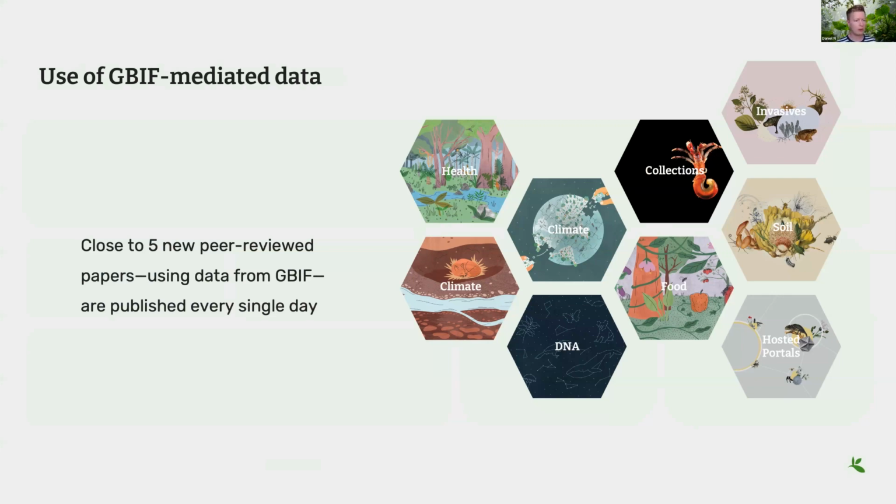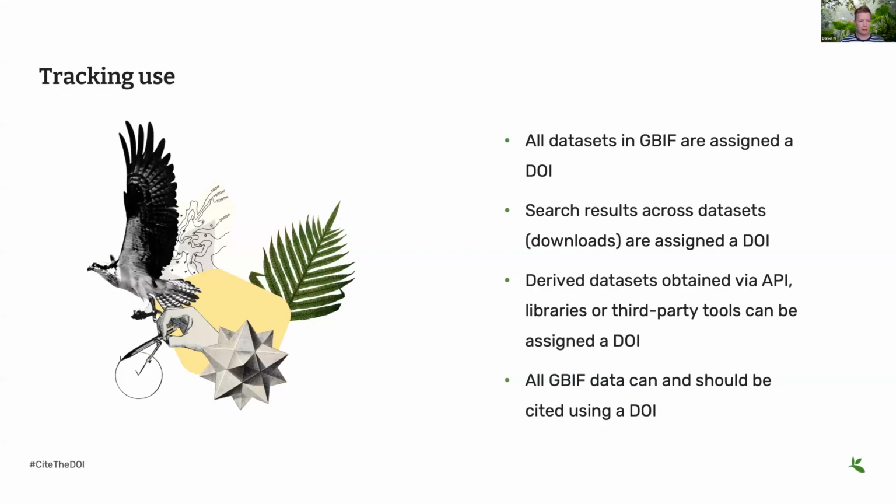And we're looking at close to 5 new peer-reviewed papers using data from GBIF being published every single day. So how do we actually track the use of GBIF data? First off, all data sets in GBIF are assigned a DOI. Everything I'm going to talk about now is at the data set level, so we're not actually talking about the individual records, just to make that clear.